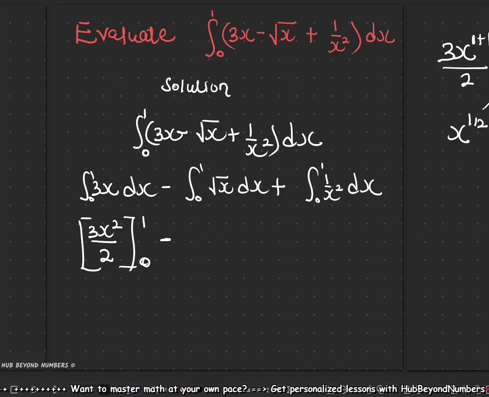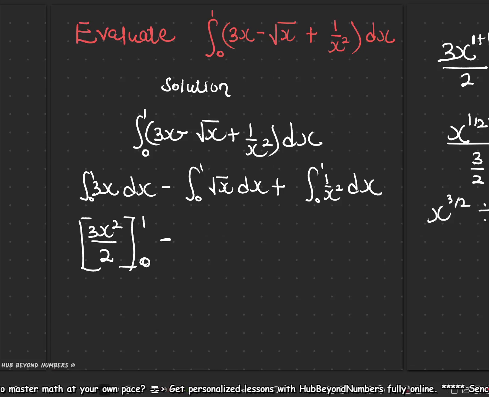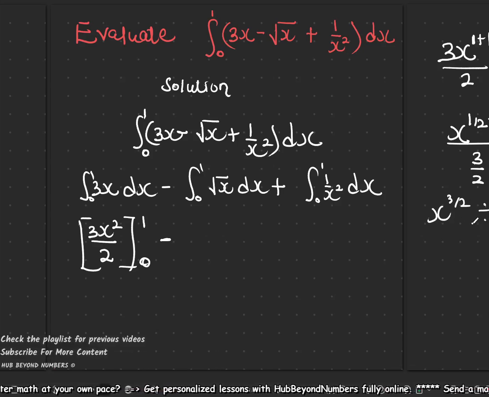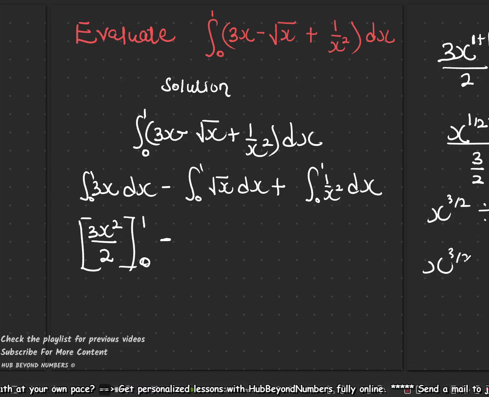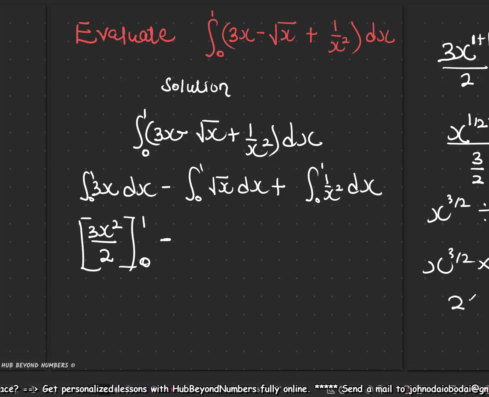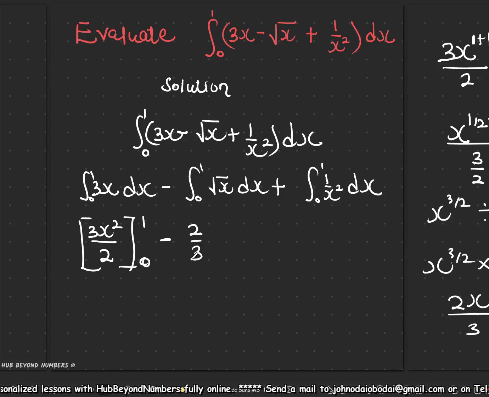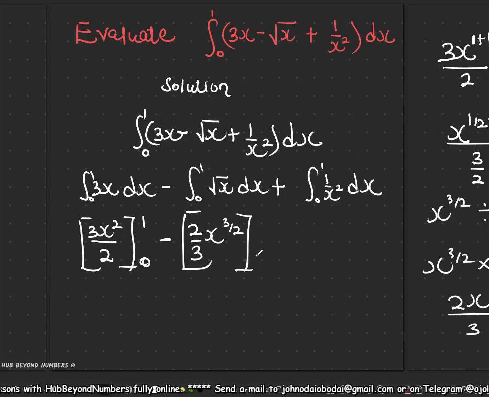So we still increase by 1. So plus 1, this gives us 3 over 2. Then we divide also by the 3 over 2. If you are dividing now, we have x raised to the power 3 over 2 divided by 3 over 2. And we know when we are dividing by fractions, we tend to multiply and then reciprocate this over here. You see, so we have minus 2x to the power 3 over 2 all over 3. That is the integral of this one. So we have 2 over 3 x raised to the power 3 over 2 with our limits there as well.